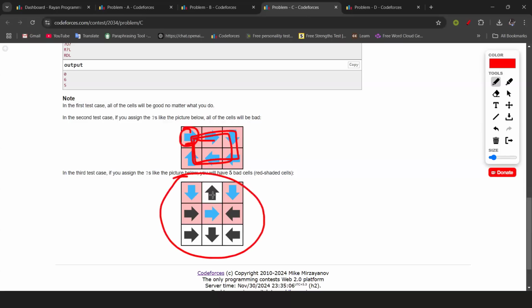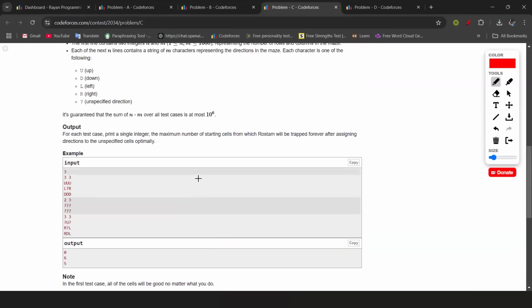Now, if you start at this point, you would move up and come out of the maze. Once you come out, you are freed. If you start from this point, you would move down, then to the left, then again to the right, to the left, to the right. So you got trapped here. If you start from this point, you get trapped. If you start from this point, you don't get trapped. So you need to maximize the number of starting points from where you get trapped.